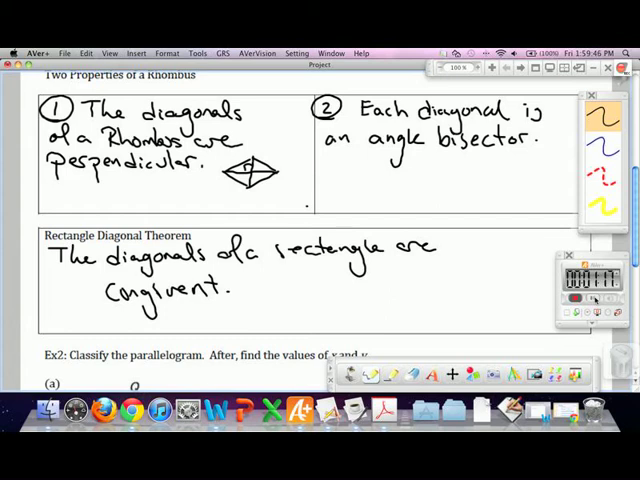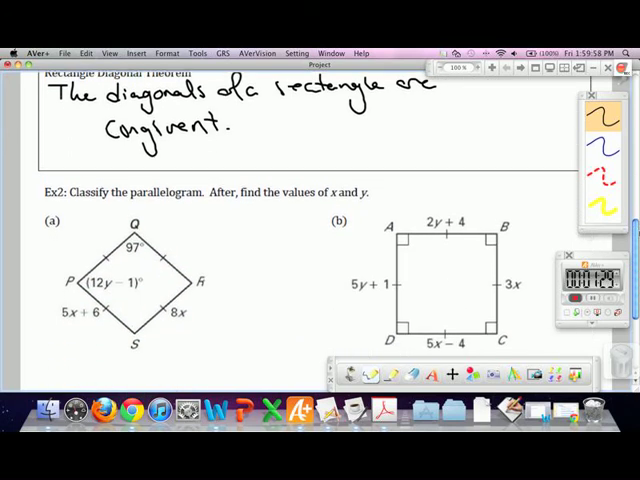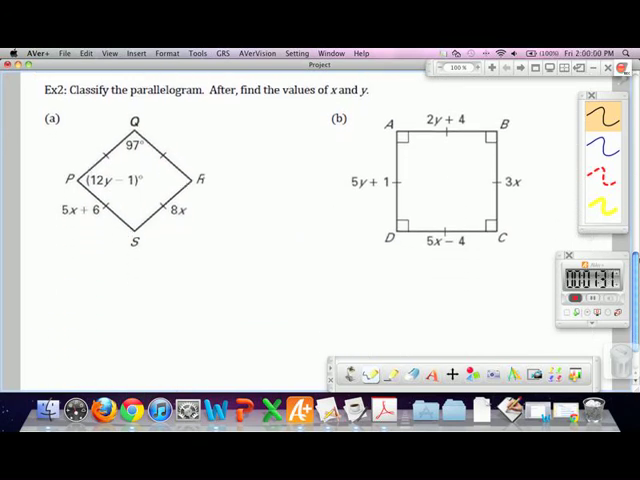So we have three properties: two for rhombi and one for rectangles, beyond just their definition. So if I ask you to classify or tell me what kind of parallelogram this is, you should be able to give me a name for it, and then knowing that, let's find some missing values.